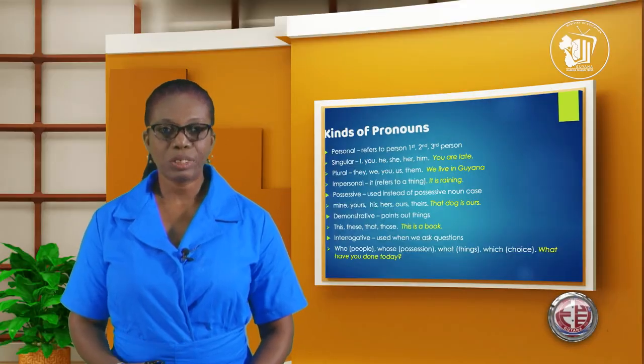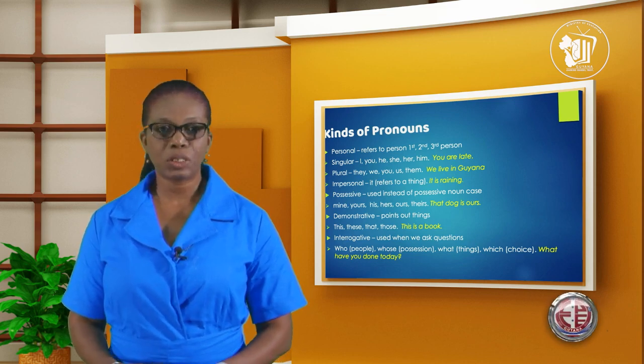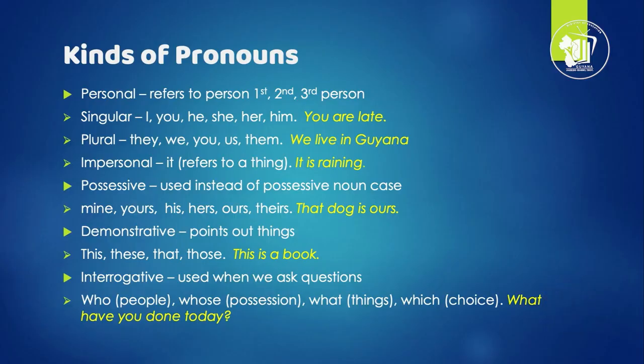Personal, and this refers to person. When we're talking about person, we're talking about first, second, and third person. And persons are divided into singular and plural and the impersonal. Our singular pronouns are I, you, he, she, her, and him. Example, you are late. Plural: they, we, you, us, and them. An example, we live in Guyana. Impersonal, it. And it refers to a thing. Example, it is raining.